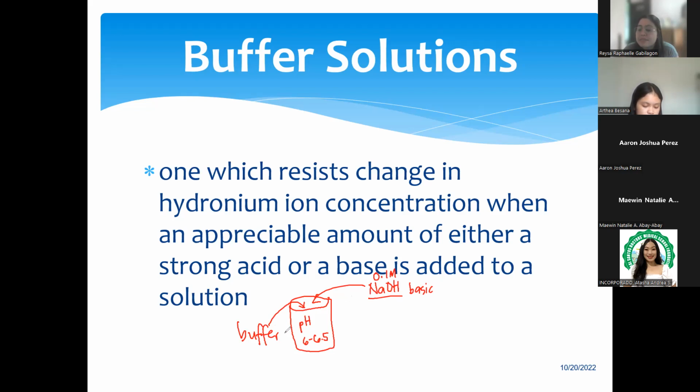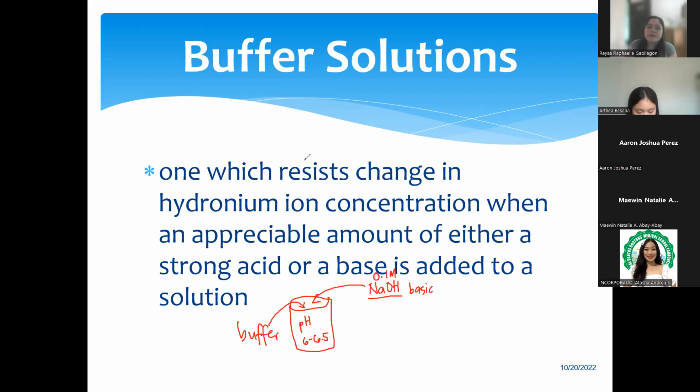Yung blood natin, class, meron din tayong buffer in our blood. So sabi ko kanina, our blood maintains a pH between 7.35 to 7.45. Kapag meron tayong mga kinakain na acidic or kinakain na mga basic substances or yung hindi lang kinakain, ini-inject pa yung mga gamot na yan, most likely mga acidic or basic sila, slightly acidic or slightly basic. So bakit hindi naaapektuhan ng basta-basta yung pH ng body natin? Kasi again, we also have buffer in our body. These substances in our blood will resist the change in pH.